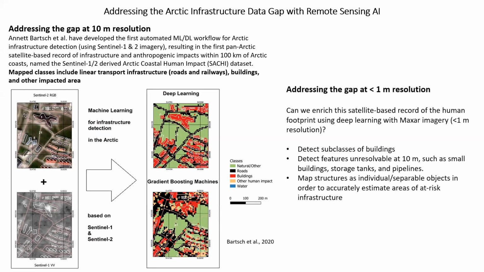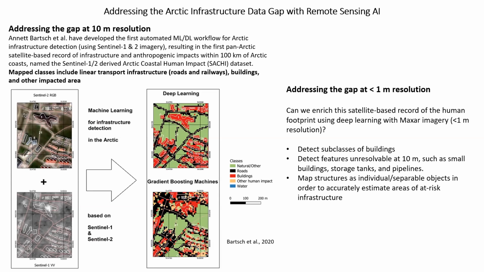So here at our lab at UConn, we have access to Maxar satellite imagery across the entire Arctic. So we have the opportunity to answer this question: can we enrich this satellite-based record of the human footprint using a deep learning approach with Maxar imagery?